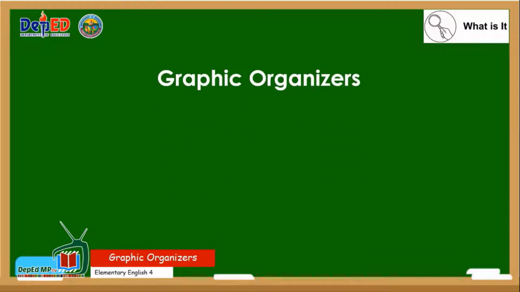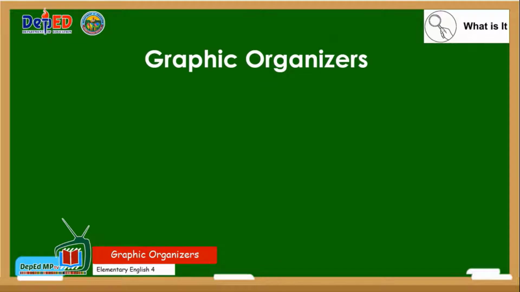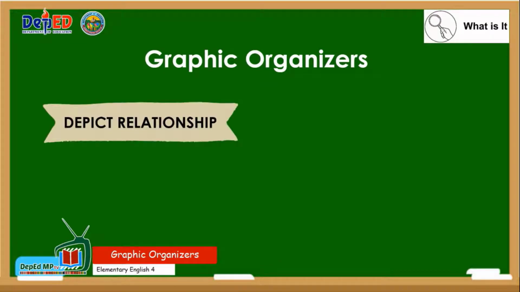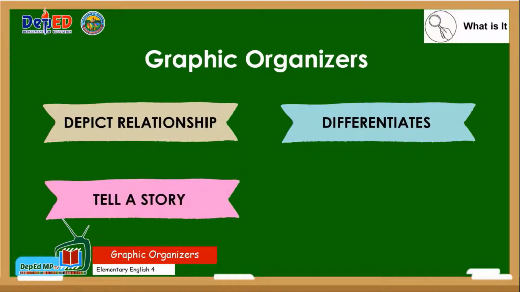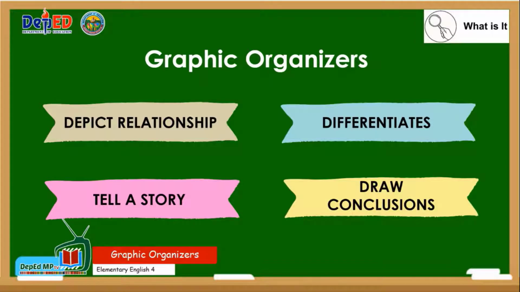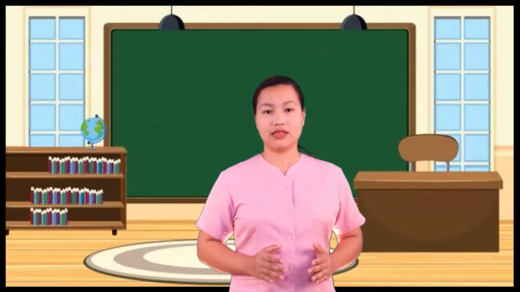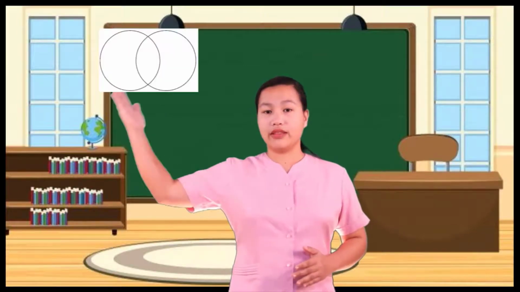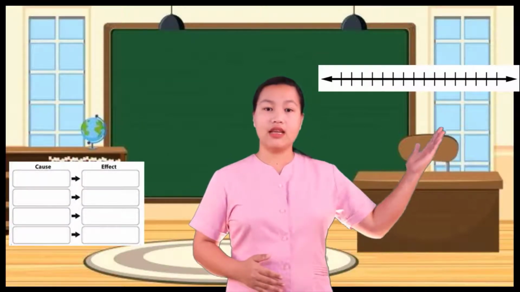Graphic organizers are illustrations that give visual representation of concepts, ideas, or facts. It can be used to depict a relationship between several things, differentiate them, tell a story, and draw conclusions, and a lot more. There are different kinds of graphic organizers. Among them are Venn diagram, semantic web, cause and effect, timeline, and graph.